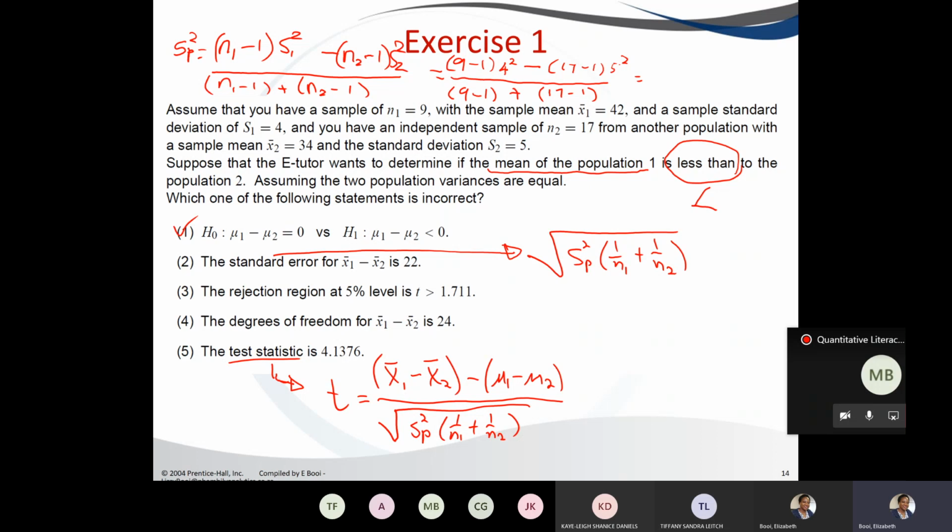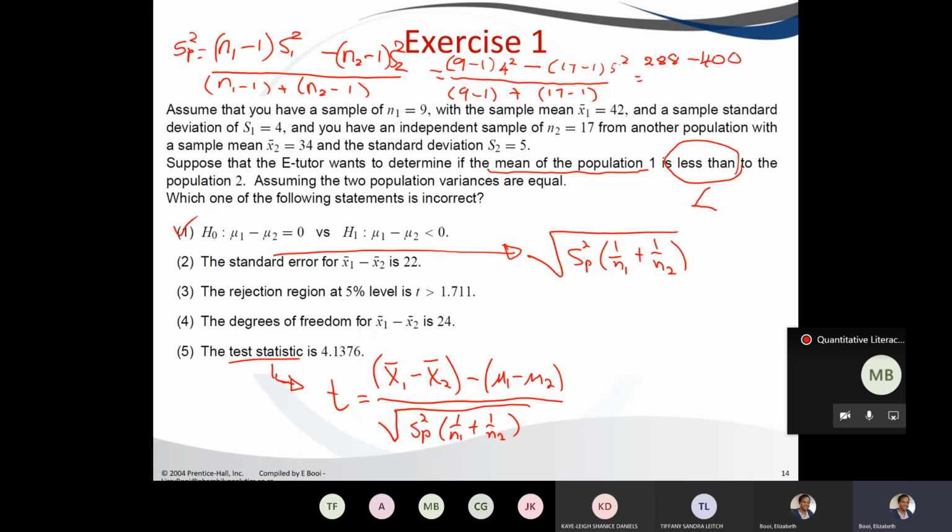So I can say 4 squared is 16, times 8, which is 9 minus 1. 16 times 8 is 288. So the first one is 288, and we go to the next one. 5 squared is 25. Multiply by 17 minus 1, which is 16, which gives us 400.